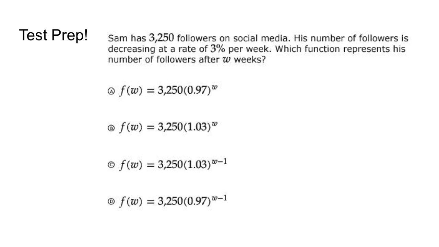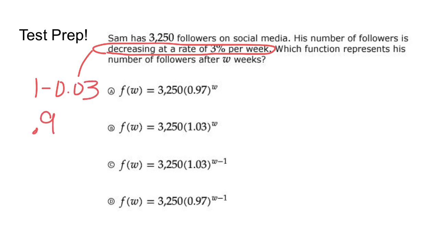All right, this next one. Sam has 3,250 followers on social media. His number of followers is decreasing at a rate of 3% per week. Which function represents the number of followers after W weeks? So decreasing means we're subtracting from 1, which means my factor is going to be 0.97.